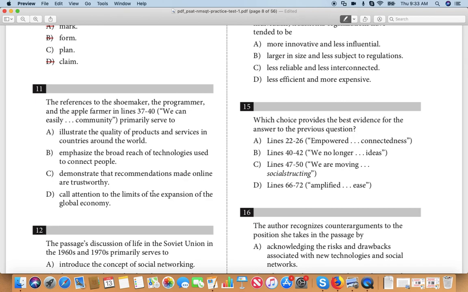Go and read A for me, please. Illustrate the quality of products and services in countries around the world. Okay. Do those references to the shoemaker, programmer, and apple farmer serve to illustrate the quality of products and services in countries around the world? The key here is that word primarily. Do they primarily serve to do that?